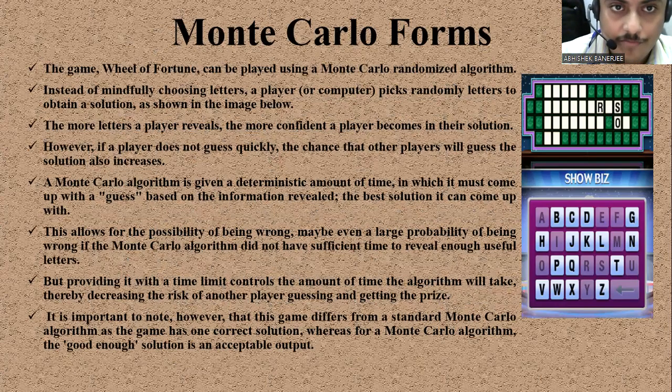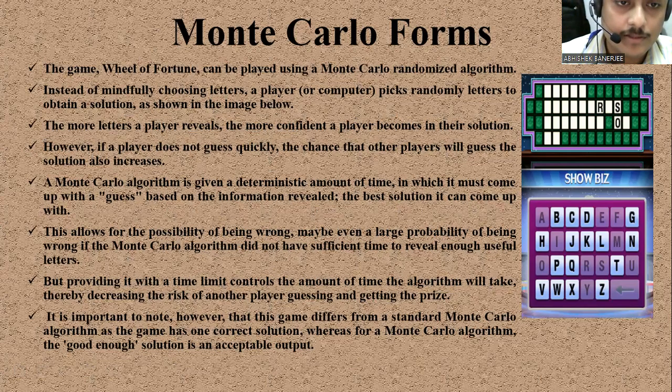The game Wheel of Fortune can be played using a Monte Carlo randomized algorithm. Instead of mindfully choosing letters, players pick letters randomly to obtain a solution, that is shown in this figure, that is shown in this image. The more letters a player reveals, the more confident a player becomes in their solution. However, if a player does not guess quickly, the chance that the other players will guess the solution also increases.